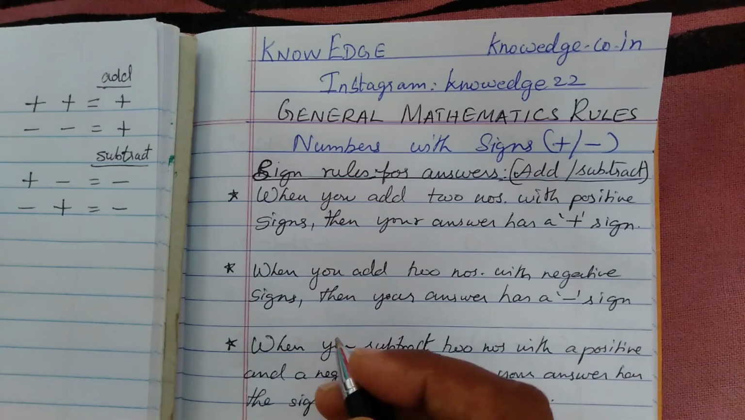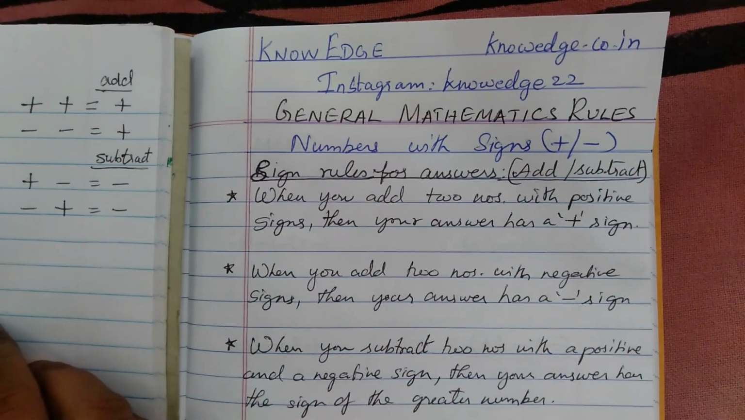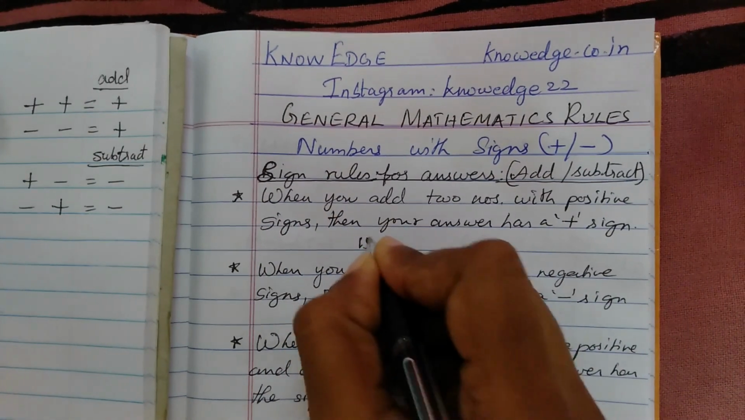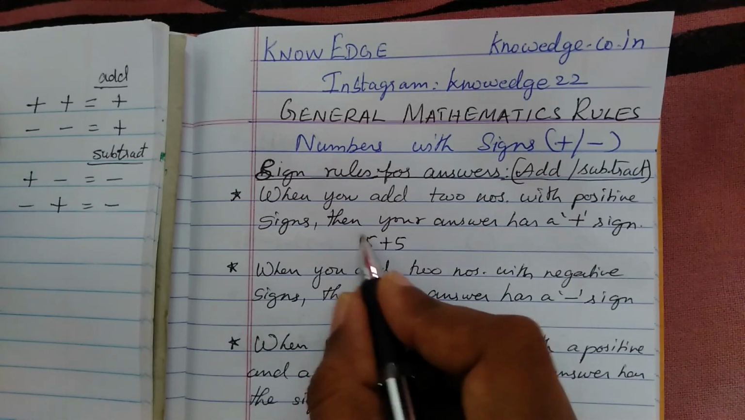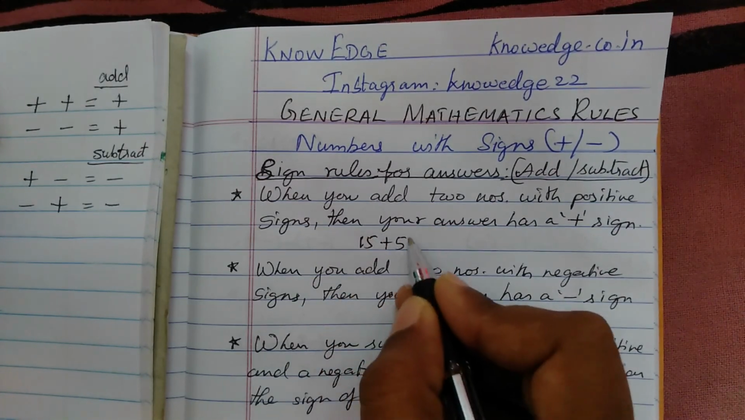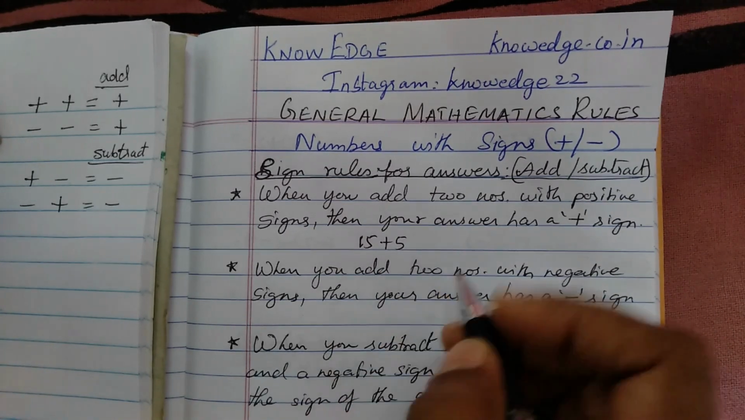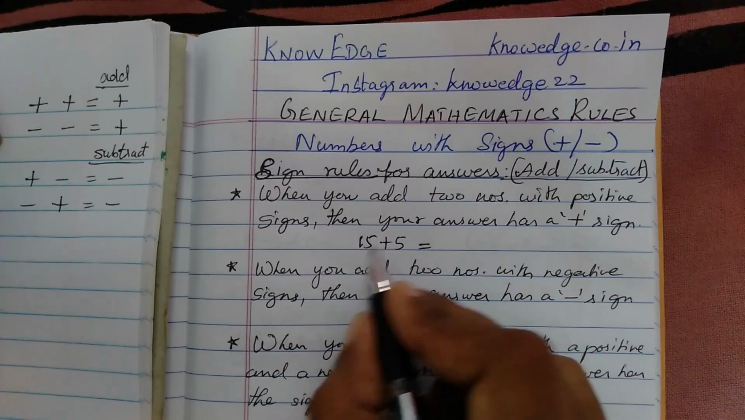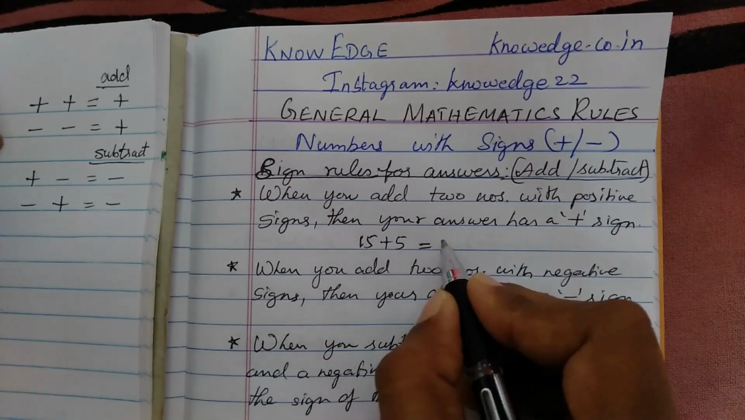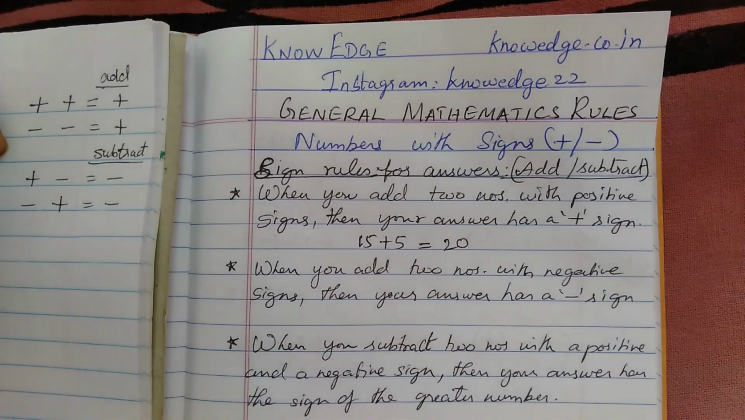That is very easy. Say for example you have two numbers, 15 plus 5. Now 15 is a positive number, it doesn't have a negative sign, and in the same way 5 doesn't have a negative sign, which means that both are positive. So what is your answer? Your answer is obviously positive because you don't have a negative sign anywhere here. So your answer is 20, which is positive 20.